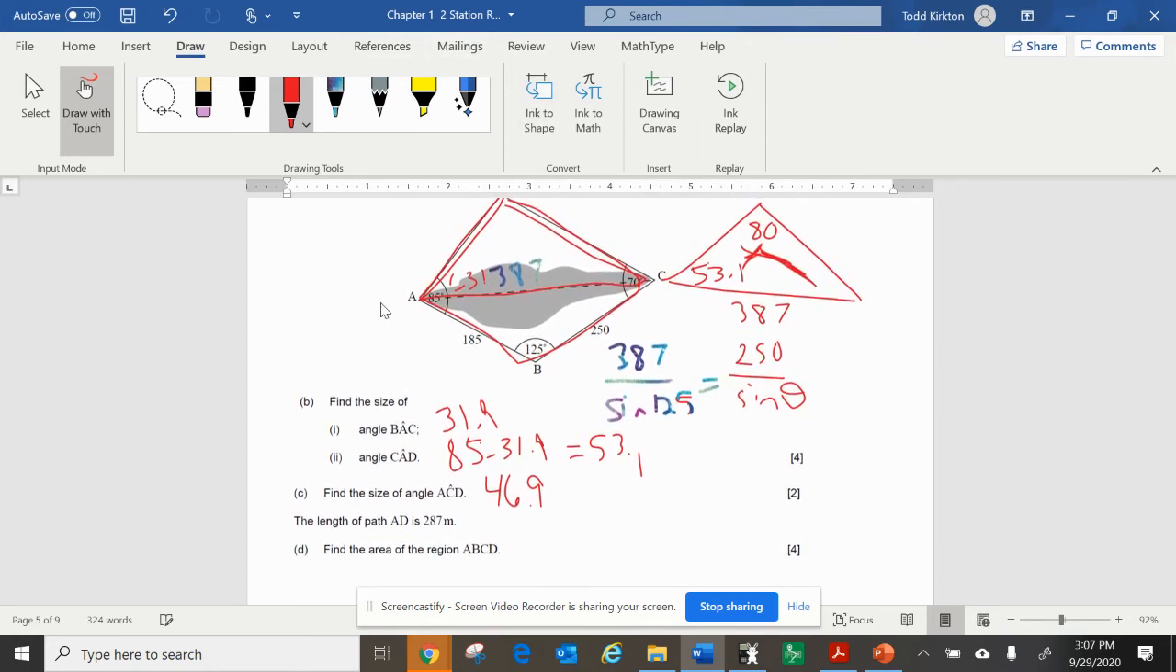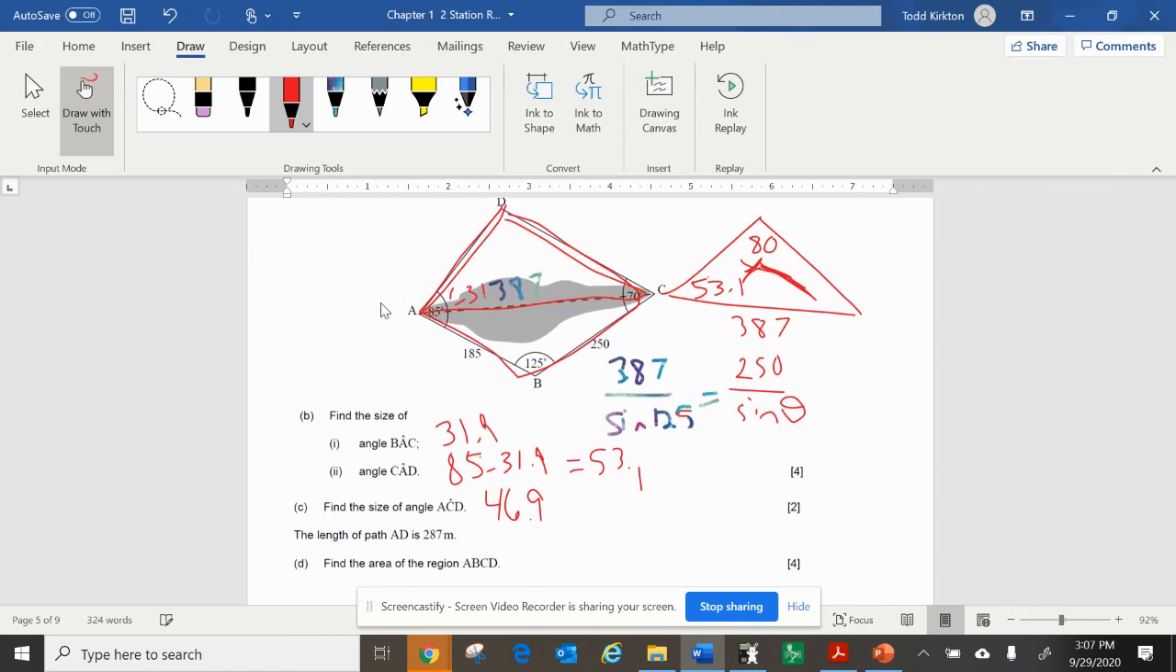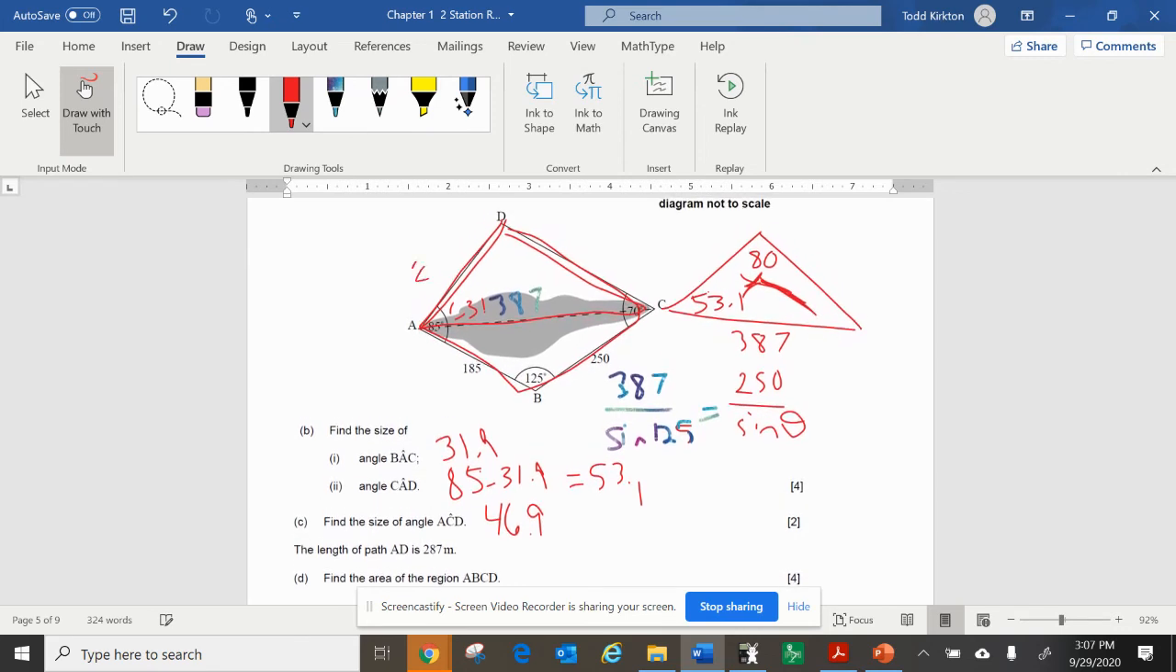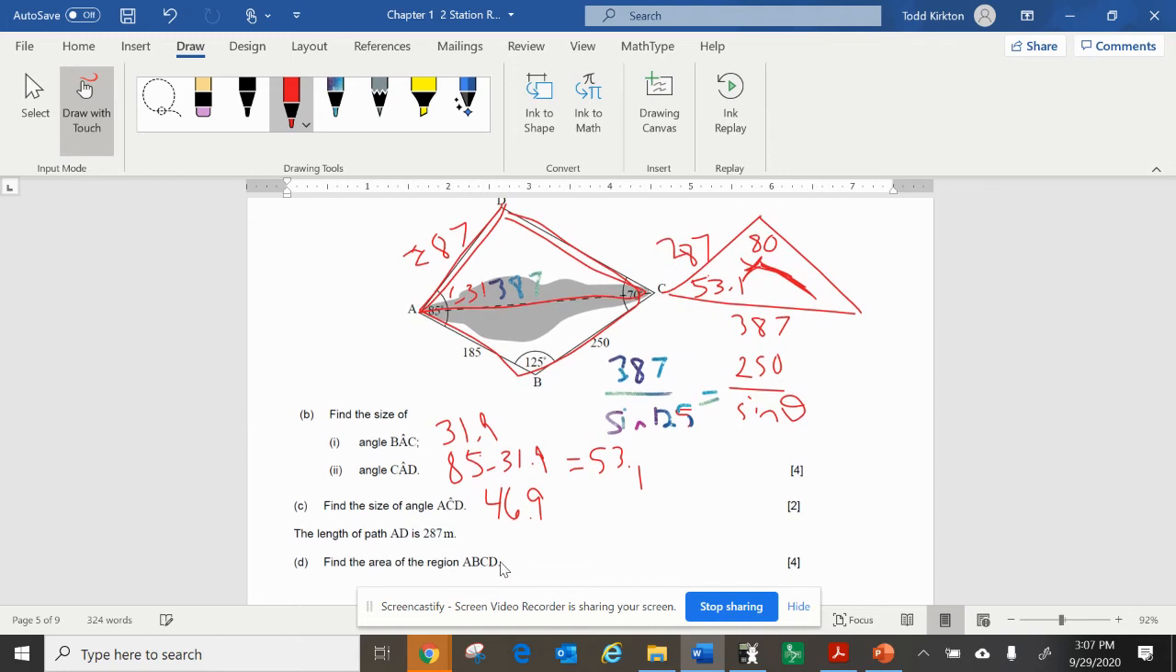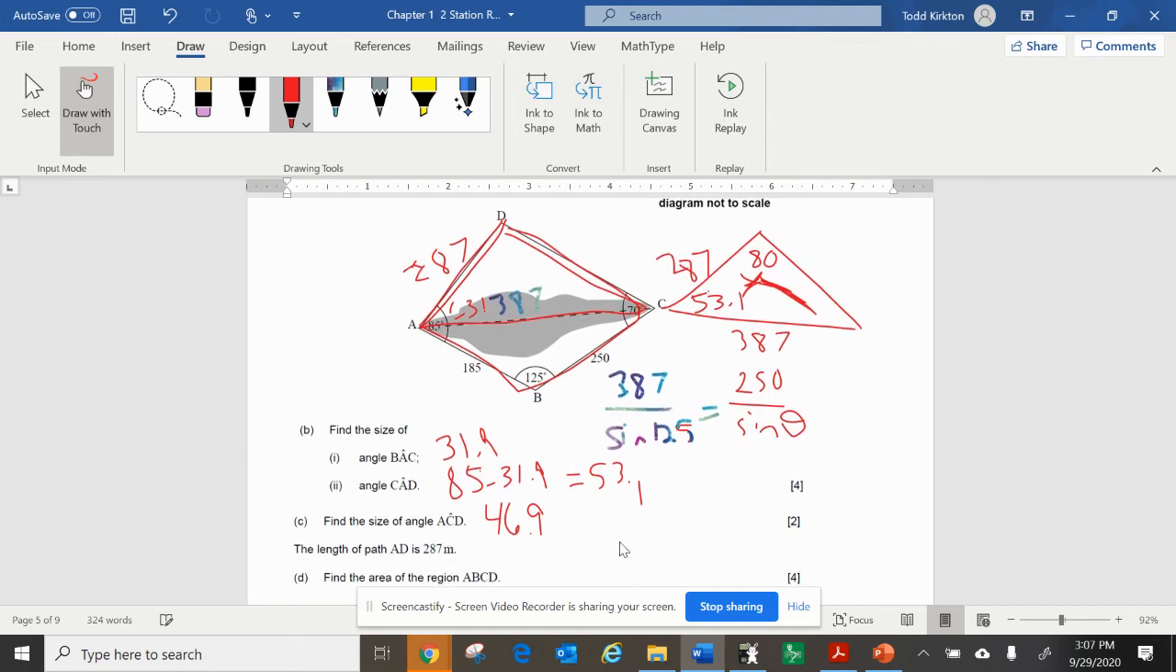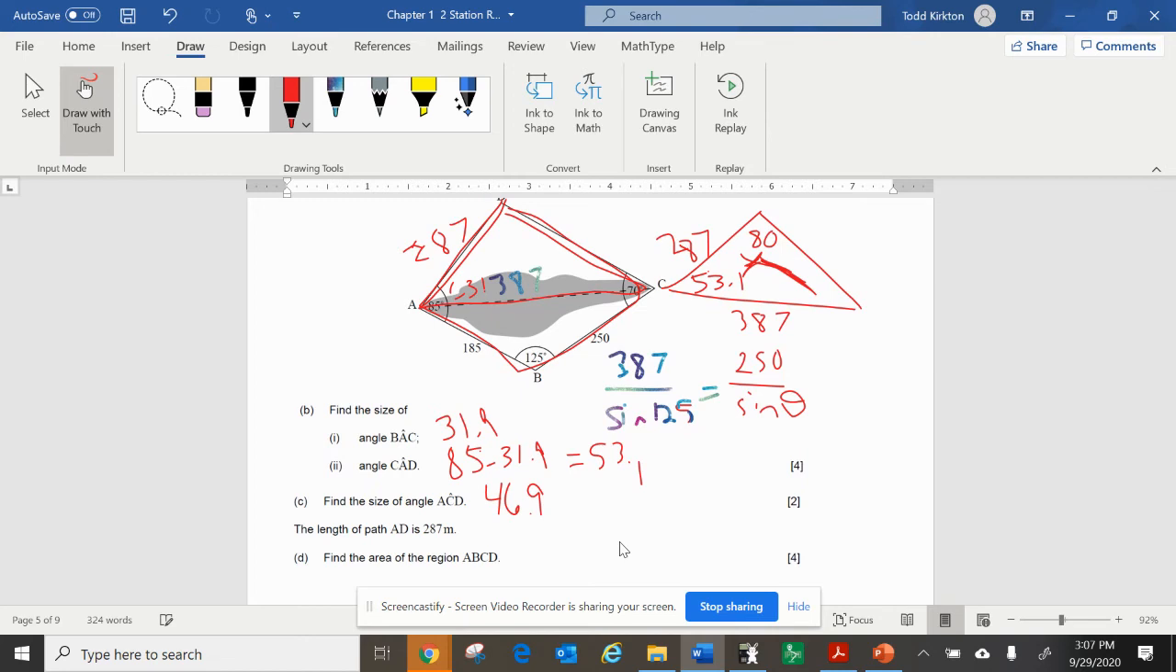The length of the path AD is 287. So I know this is 287. Also on this right here, find the area of the region ABCD. That's two triangles. So I know the angles in my triangles. I knew this angle was 31.9 right here. So to find this lower triangle, I have a side, an angle, and a side.